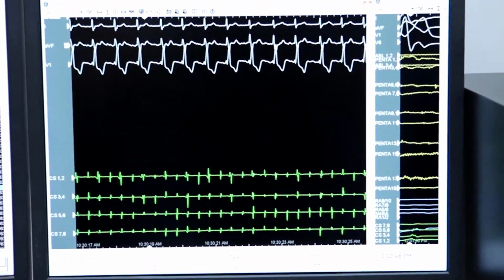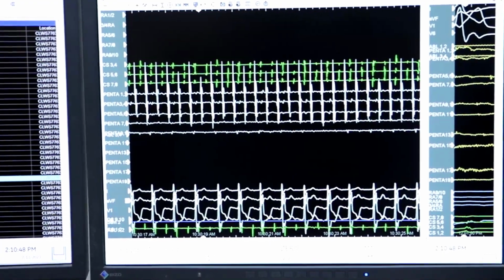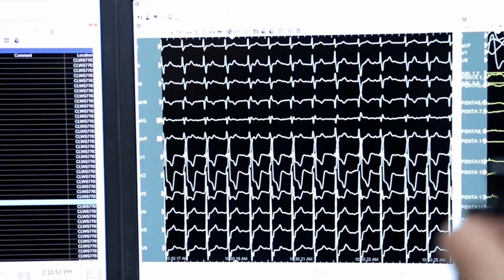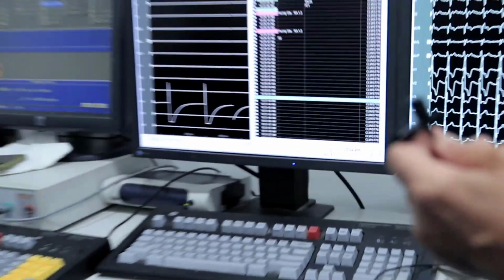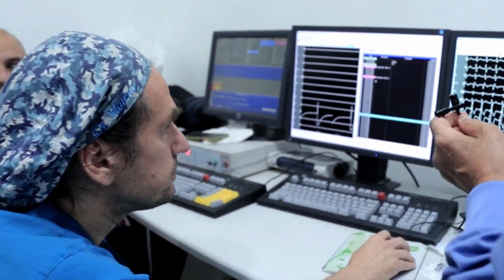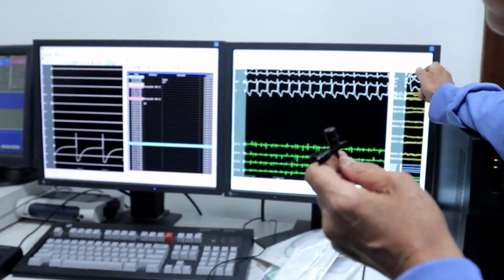Okay, yes, this is the CF81. Okay, this is the atrial tachycardia. This is the one. Yes.